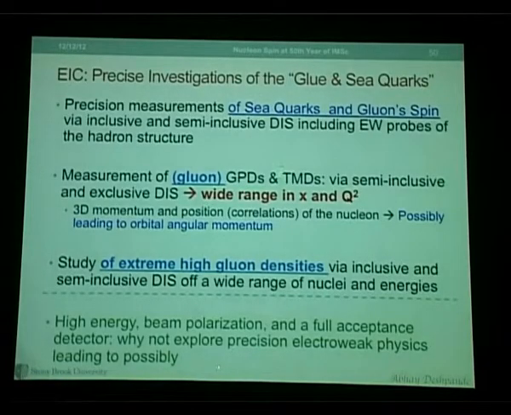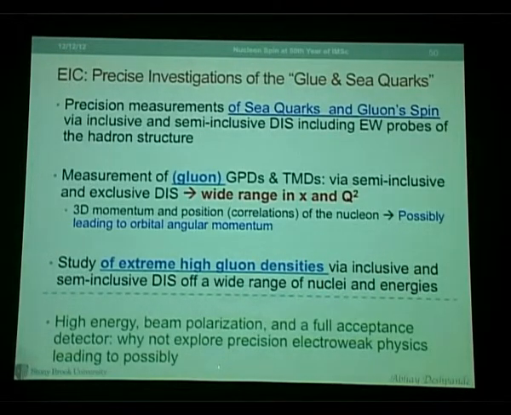The blue ones are the transverse momentum distributions and the generalized parton distribution functions using the semi-inclusive measurements in a wide x and Q-squared range, which gives the full three-dimensional position and momentum distribution of partons inside the protons. And then, as I mentioned to you, the extreme high gluon densities that come as initial states of the nuclei, this is the QCD part, the bread and butter of this future collider.